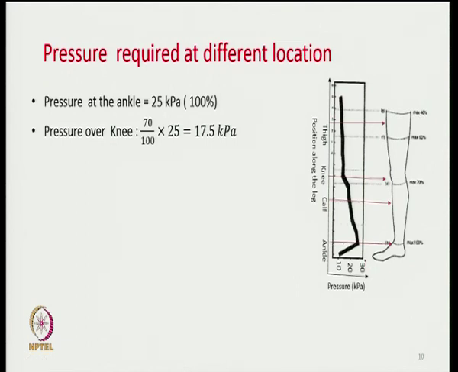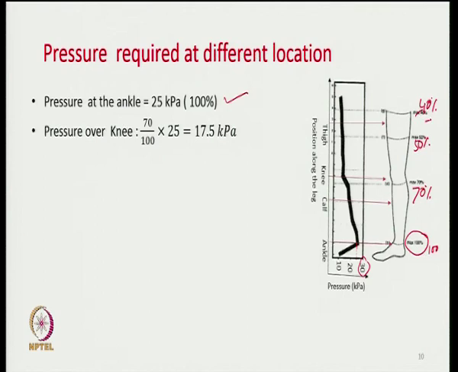The pressure required at different locations have been stated, and if you look at this diagram, the pressure at the ankle region will be around 25. So, let us say the pressure requirement at the ankle is 25 kilopascal, and with respect to that, the pressure requirement in other regions are stated here. It is 100%. It may not be visible very clearly, but here the maximum is considered to be 100. This region is 70%, here it is 50%, and here it is 40%.